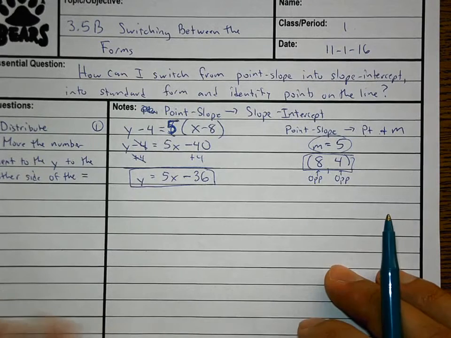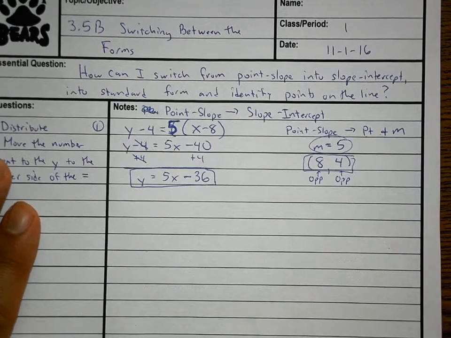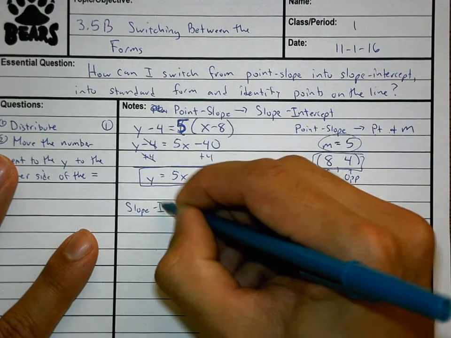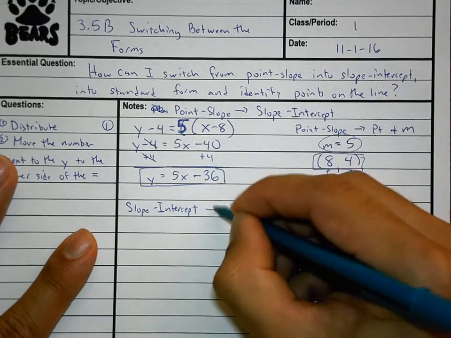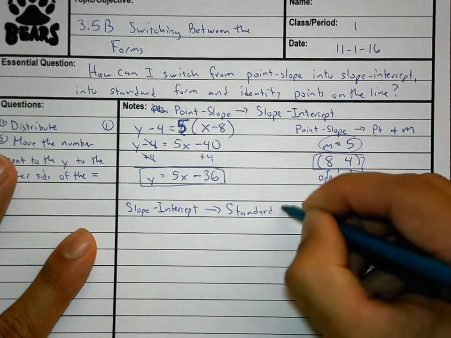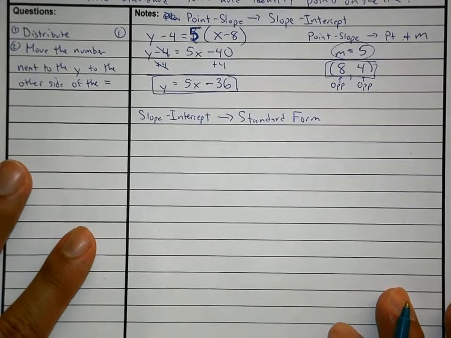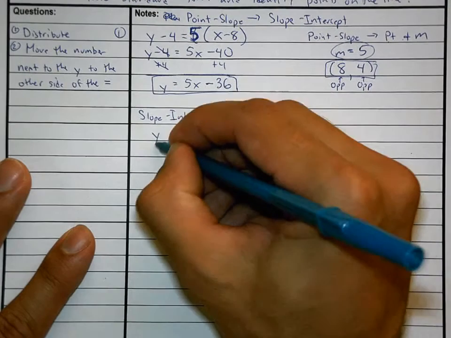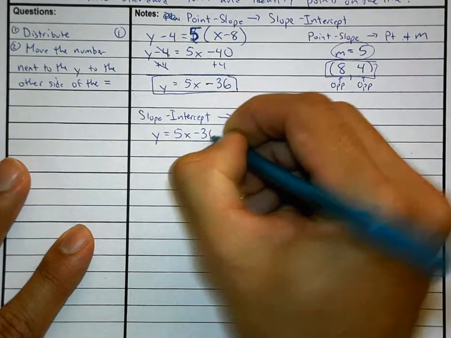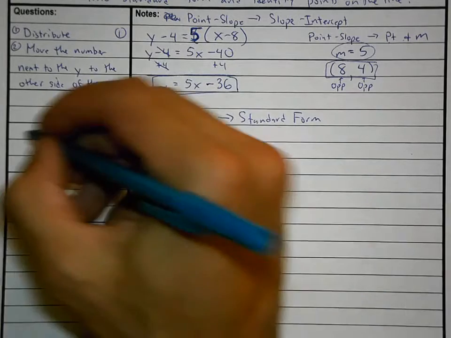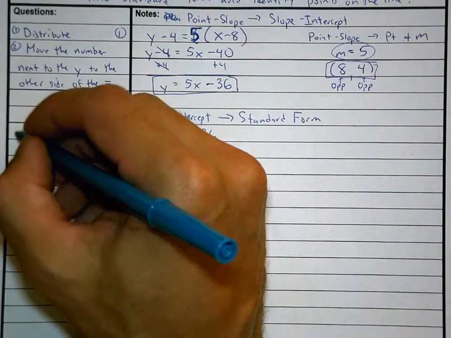The other thing that you will have to do is go from slope-intercept into standard. Let me recenter this. So here's our slope-intercept form. Because we're in slope-intercept form, we're in y equals mx plus b. We don't have to distribute anymore. But we will have to clear any fractions that we have.